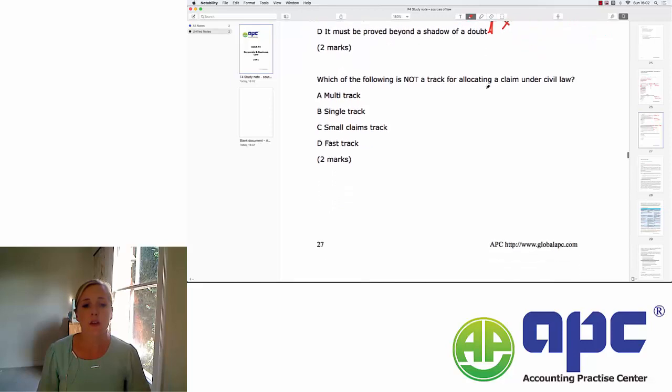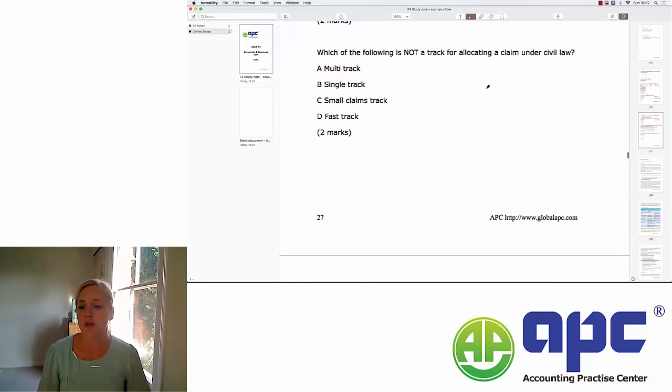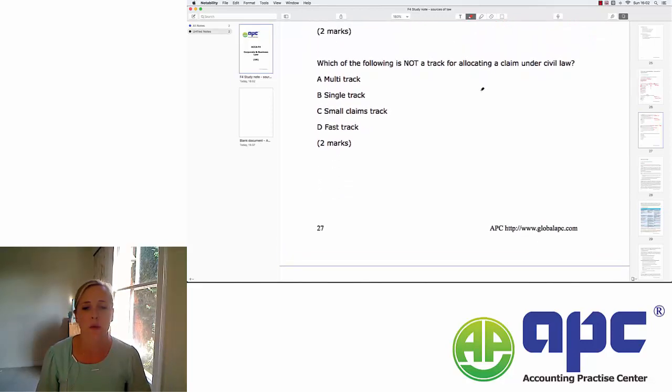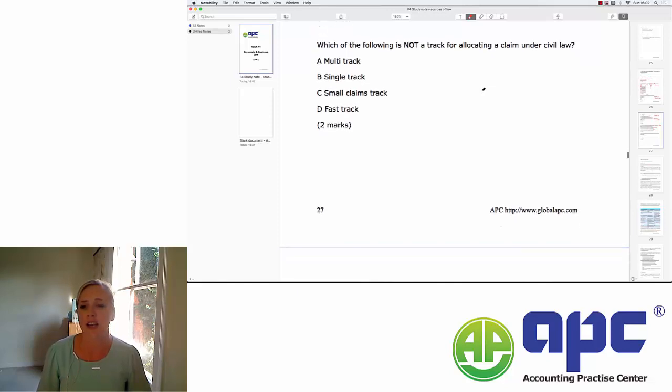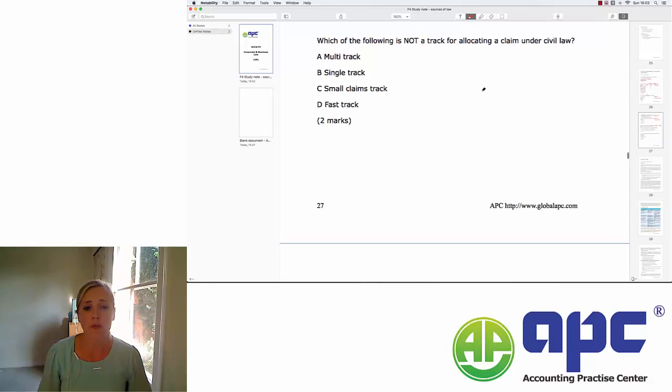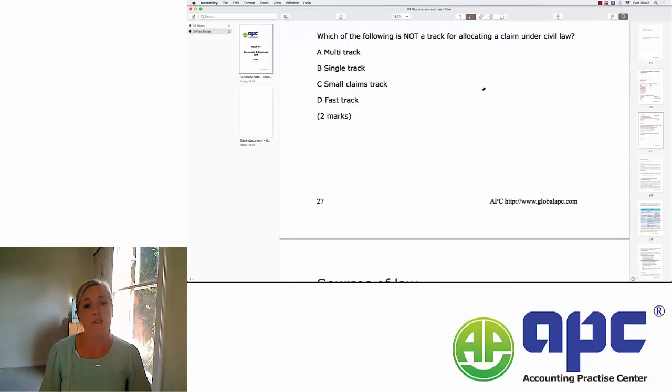Okay, now another question for you, last one before we move on to the next part of the syllabus. And this is it. Which of the following is not a track for allocating a claim under civil law? Is it A, multi-track? Is it B, single track? Is it C, small claims track? Or is it D, fast track?